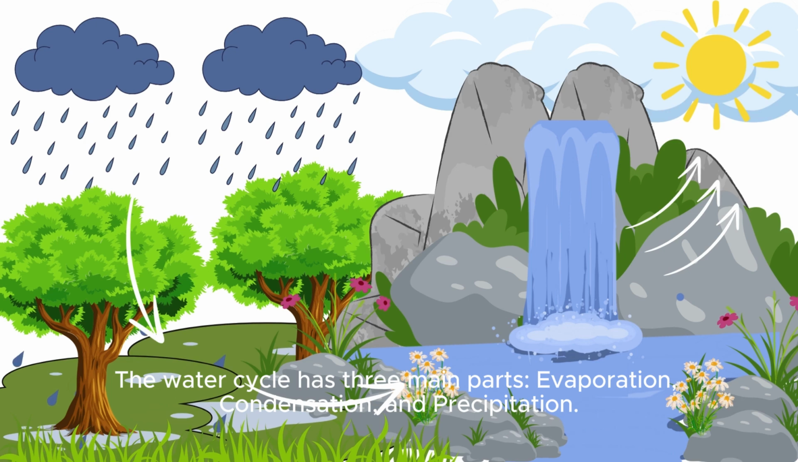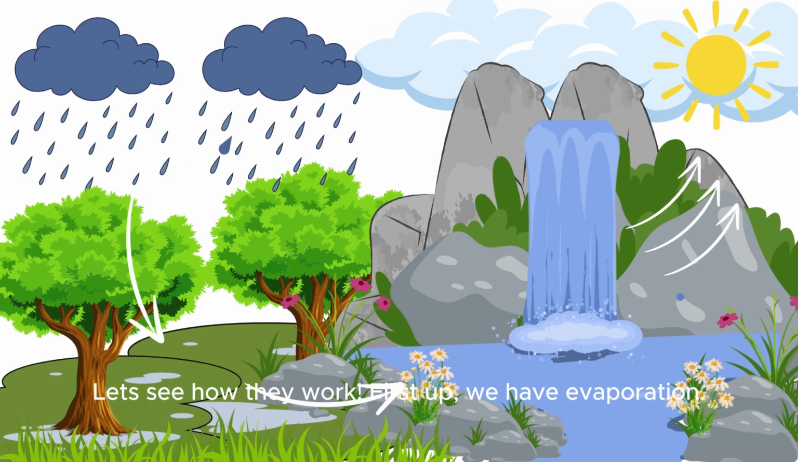The water cycle has three main parts: evaporation, condensation, and precipitation. Let's see how they work. First up, we have evaporation.